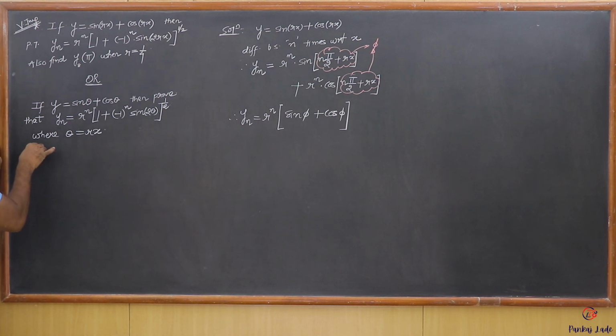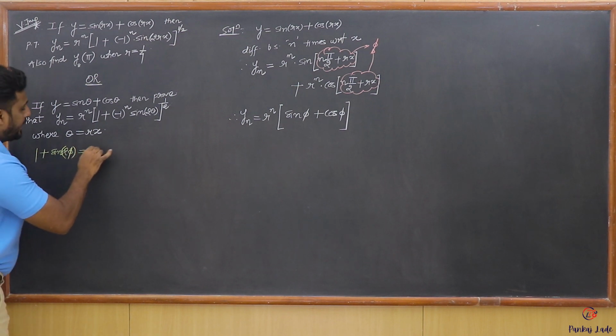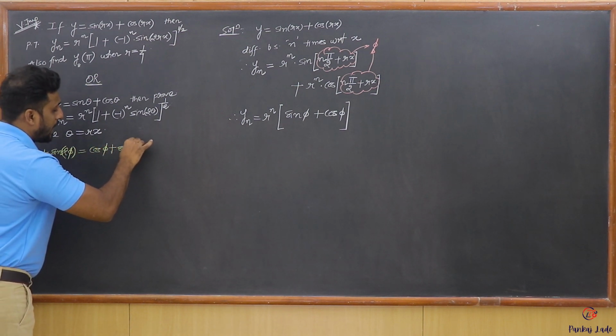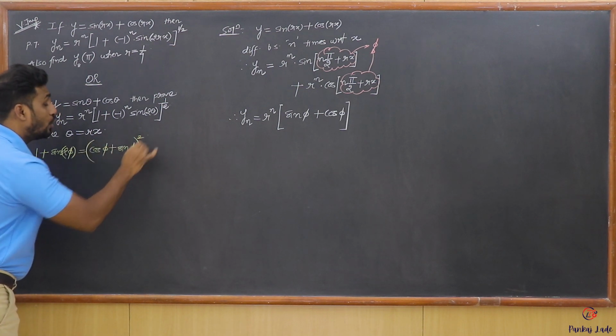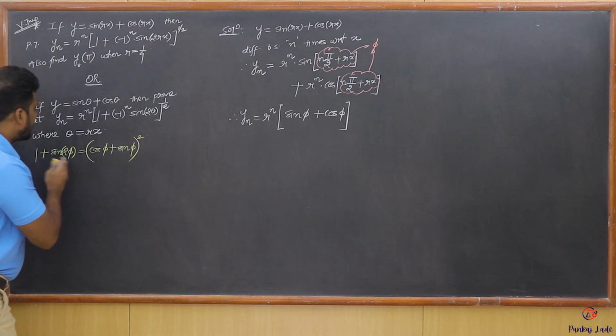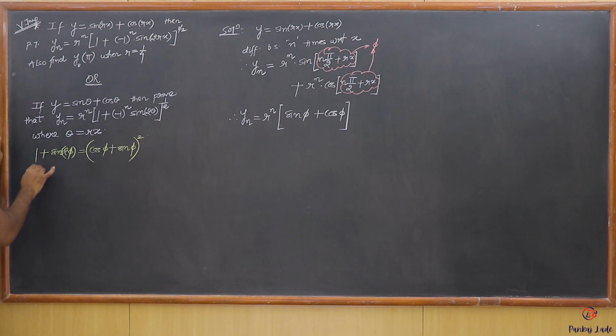So if you recall, there is this formula: 1 plus sine 2 phi. It is cos phi plus sine phi the whole square. Now it does not matter whether you write cos phi plus sine phi or you write sine phi plus cos phi. It is exactly one and the same thing. So that's the formula for 1 plus sine 2 phi.